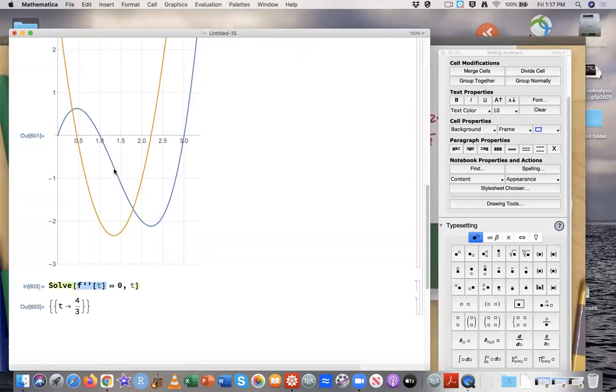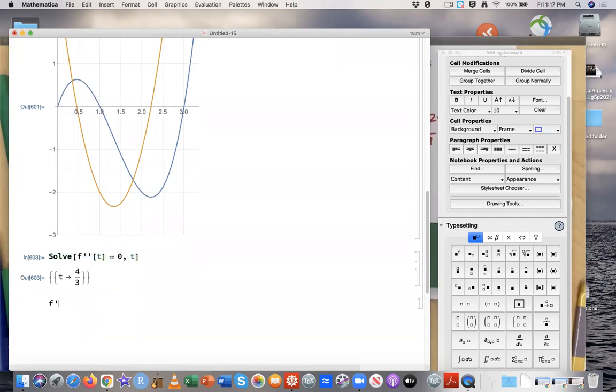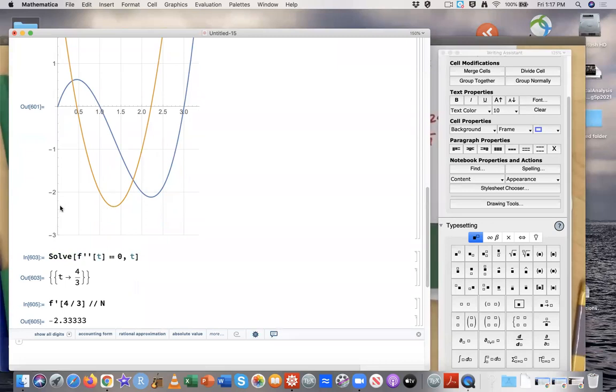At this moment in time, the bug has not stopped because this graph, its slope is not 0. It's a negative slope. The bug is traveling in the negative direction. And in fact, it's going fastest in the negative direction at that moment in time because the derivative, the velocity, is most negative there, furthest away from 0 in the negative direction. And what is the velocity there? F prime of 4/3 is negative 7/3, about negative 2.3, just like I guessed.